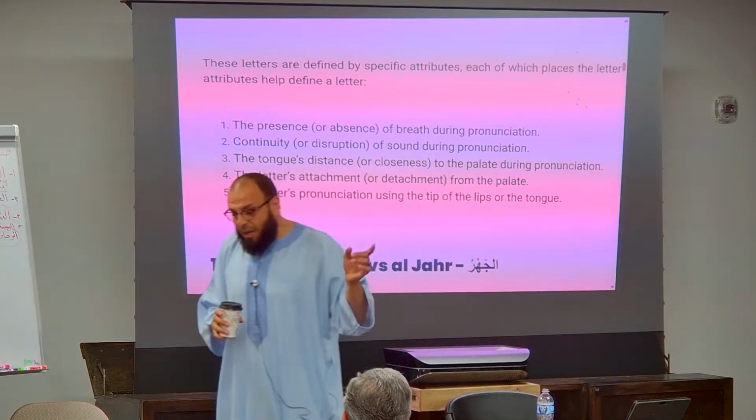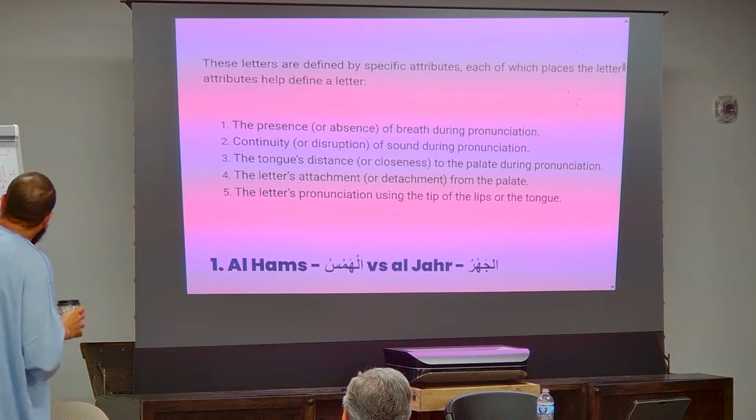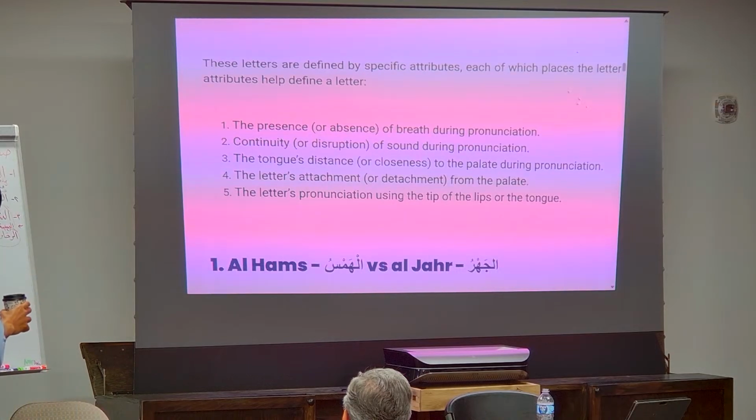So if there is air associated with it, here. No air, here. If it closes completely, here. Halfway, closes halfway, it's in the middle. If there's no closure of the makhraj, the place of articulation, at all, it's here. Give me an example of a letter that's not here, and we can compare it to a letter that's here, and we will know the difference.